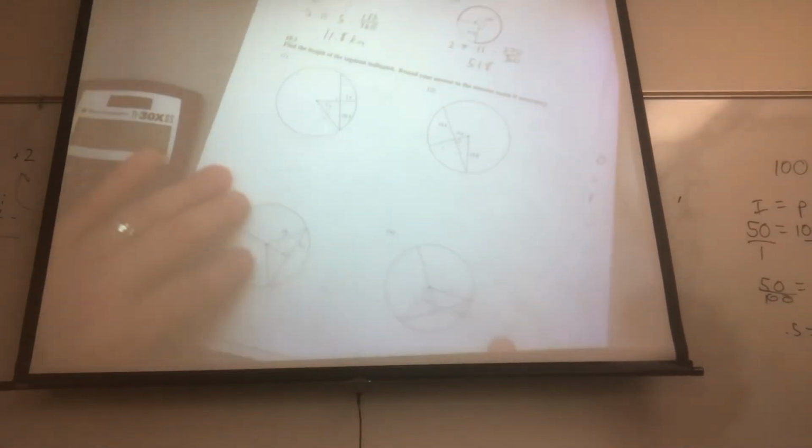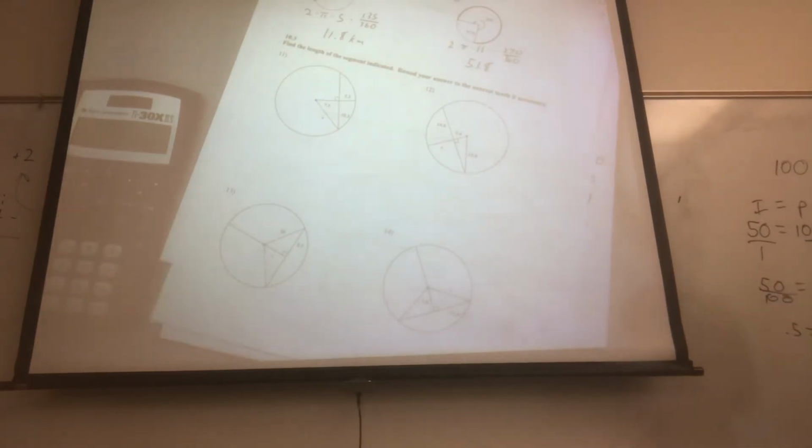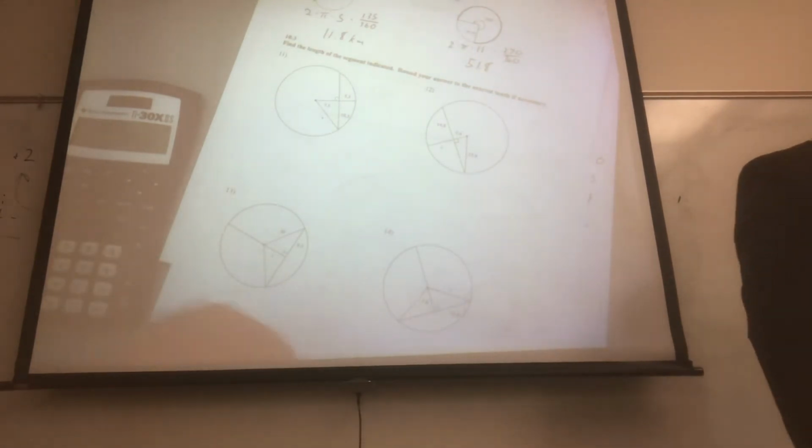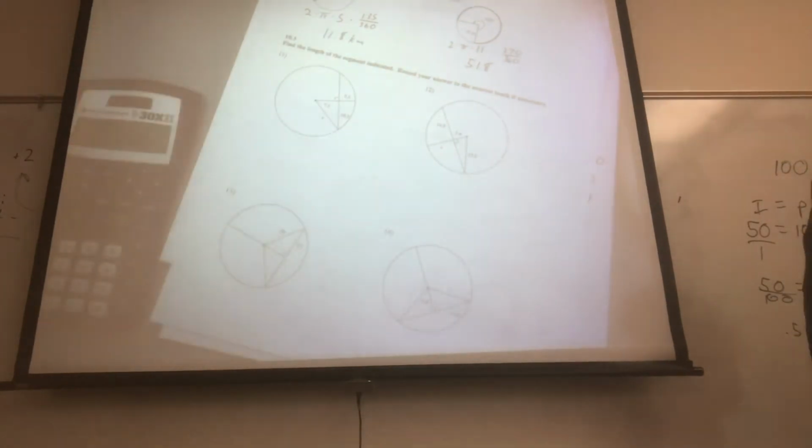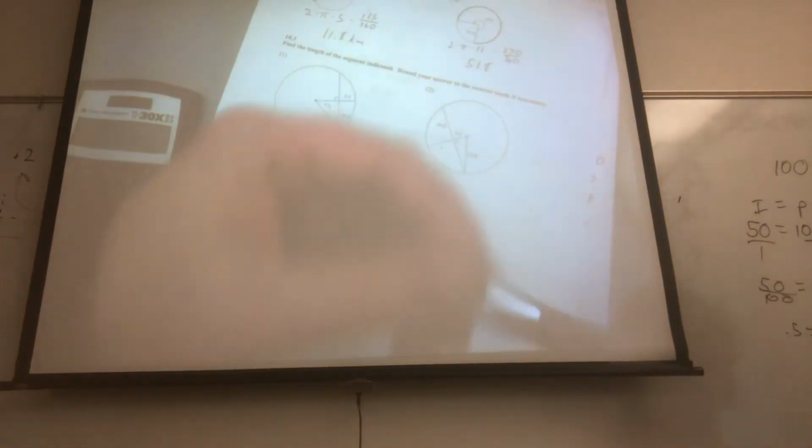Find the length of the segment indicated. Round your answer to the nearest tenth if necessary. Here's a couple of things that you have to remember for these questions. Number one, a radius is a radius is a radius. No matter where that radius is, it's always the same. That's what makes a circle, the fact that that radius is the same all the way around it.